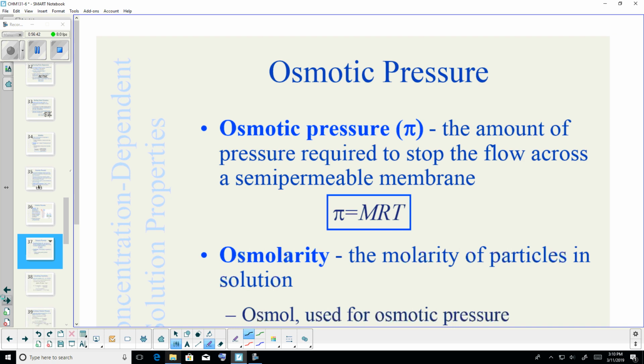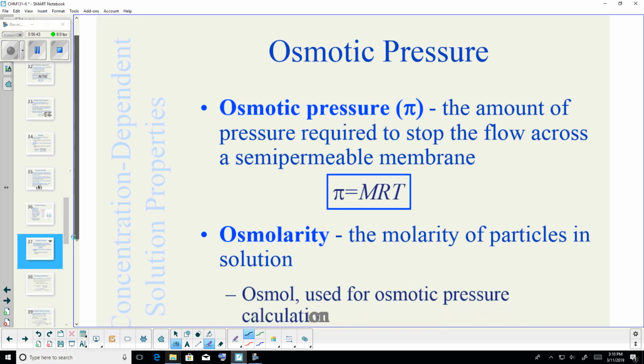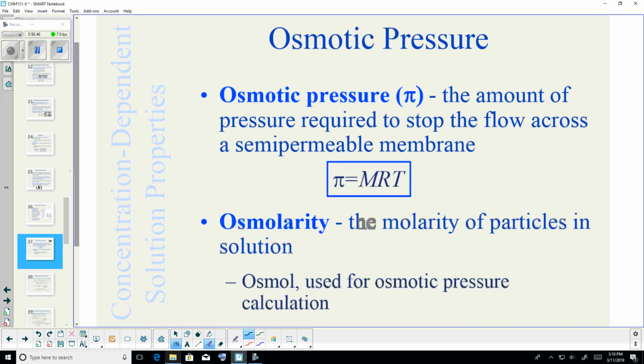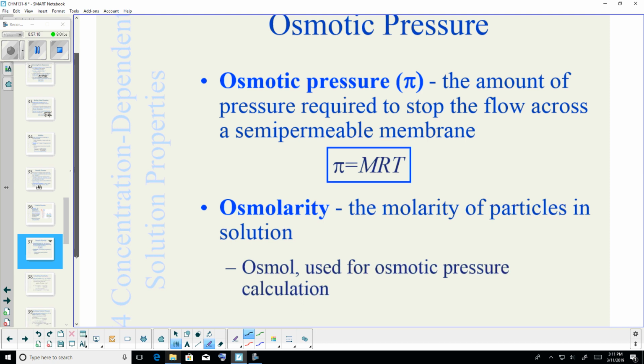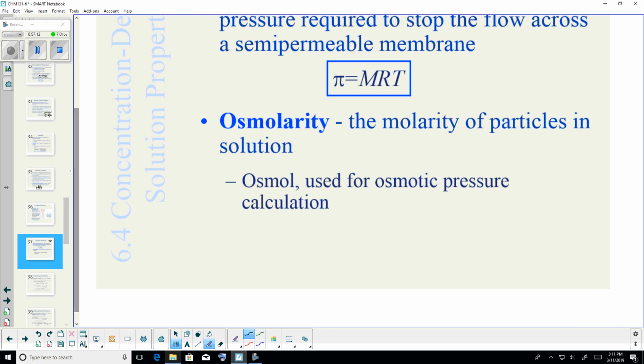The osmotic pressure, symbol pi, is equal to MRT, where M is molarity, R is our favorite gas constant, 0.0821, and T is temperature in Kelvin. Osmolarity is the molarity of particles in solution. The osmol is used for osmotic pressure calculations. Okay.